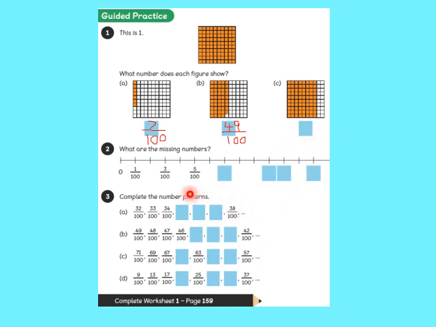In question 2, we need to look at what the missing numbers are on this number line. You can see not all of them are filled in. So we've got 1/100th here, and there's a gap, and then 3/100ths, and so on. And you need to fill in these blanks.